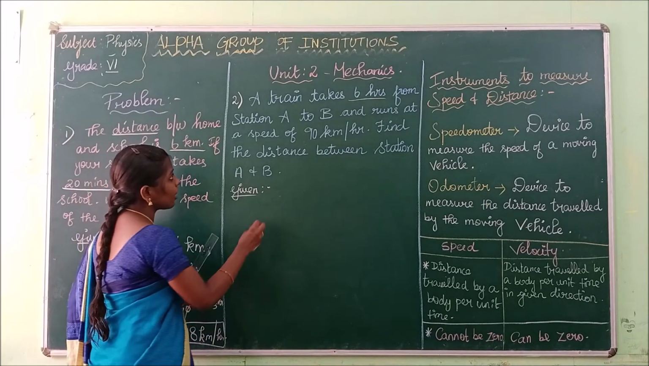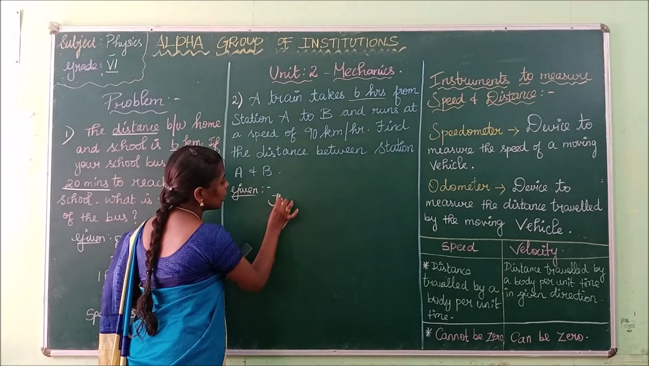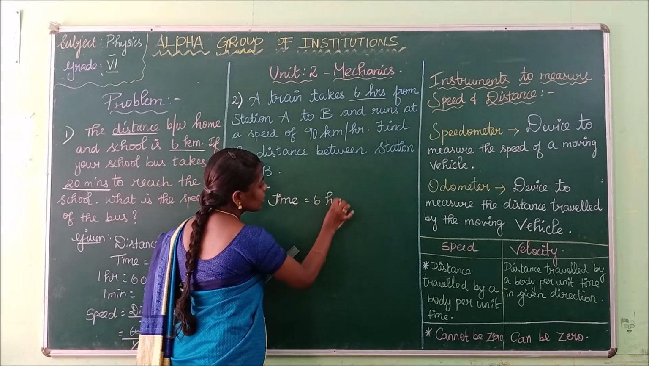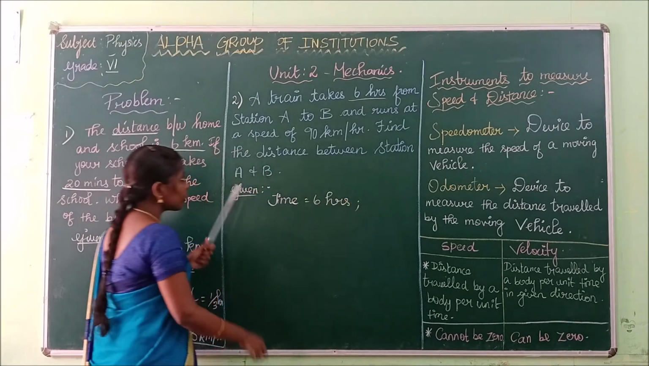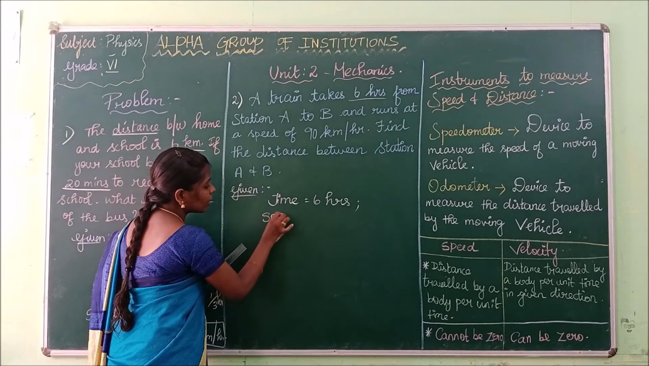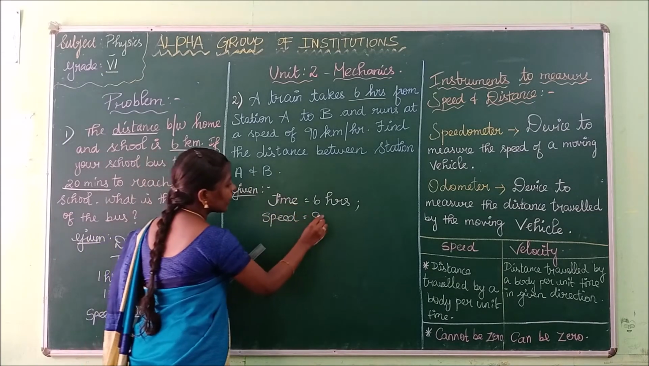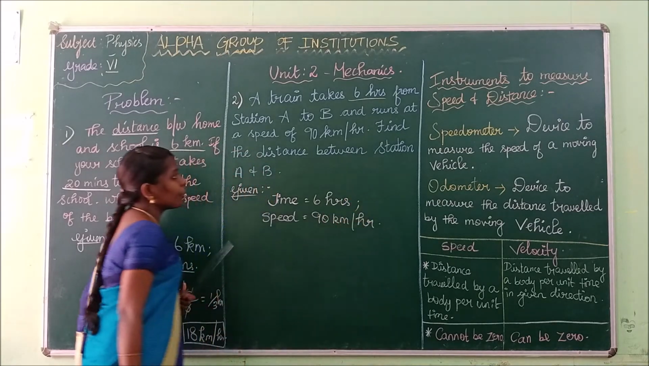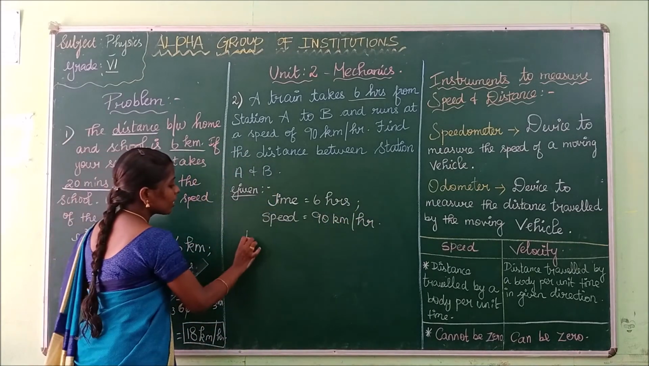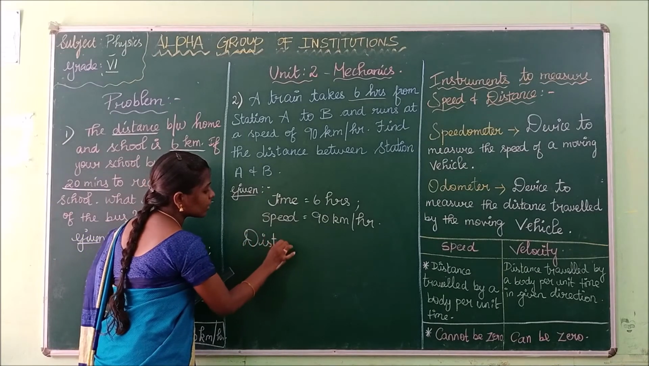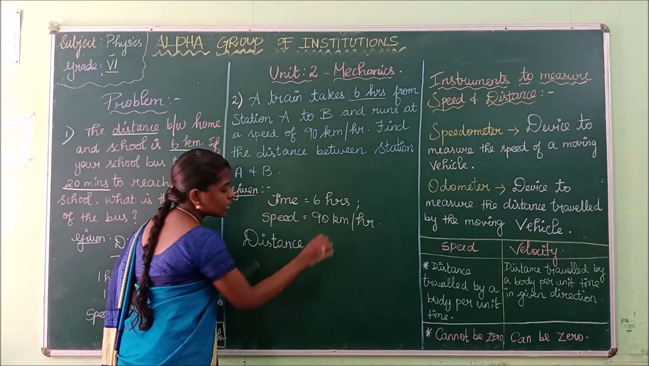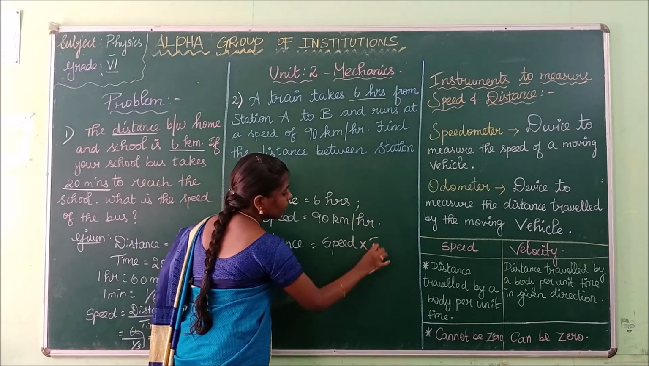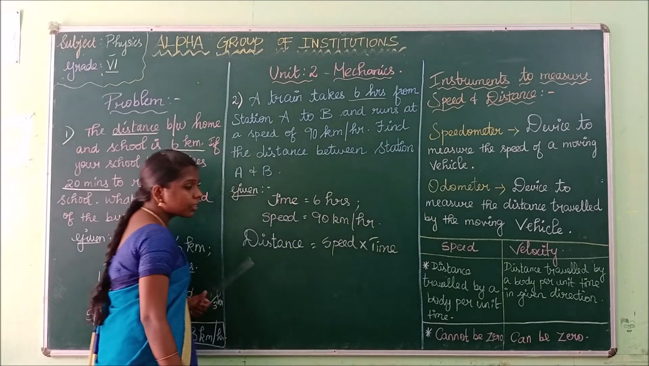What are the units they have given here? They have given us the time value. What is the value for time? Time value is 6 hours. Then they have given us the value for speed. Speed is equal to 90 km per hour. We have to calculate distance. Yes, what is the formula to calculate distance? The formula to calculate distance is speed into time. We have to multiply the values of speed and time.